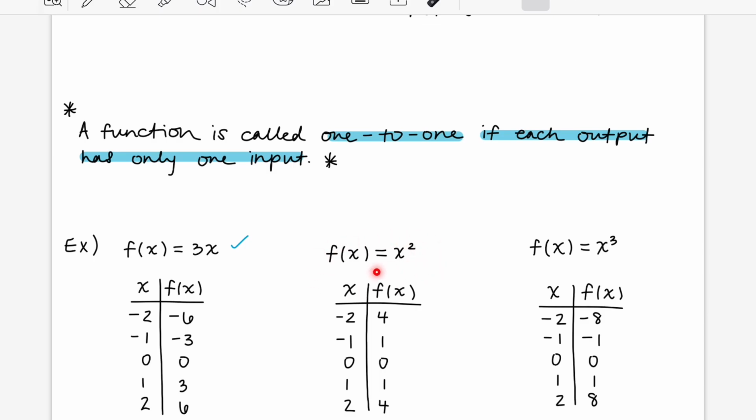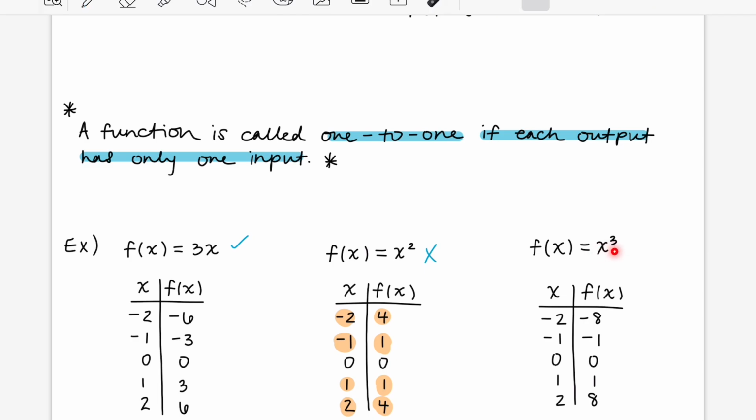Moving on to x squared, notice that negative 2 gives us 4, but positive 2 also gives us 4. So in this case, we have one output, which is 4, but this output is produced by 2 separate inputs. So this tells us this function is not one-to-one. We said each output has to have only one input. Similarly, the output 1 here also has 2 inputs, negative 1 and 1. So this function is not one-to-one.